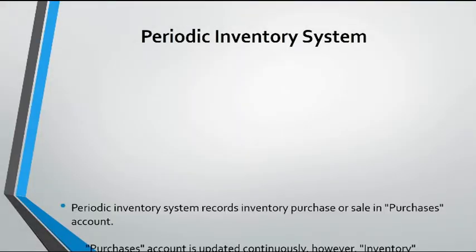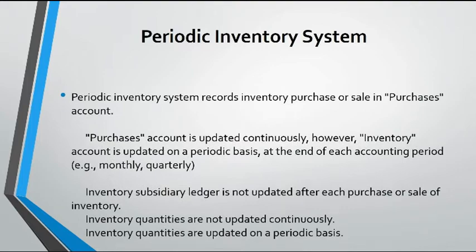While a periodic inventory system records inventory purchase or sale in purchases account. So, instead of using the word inventory, we use the word purchases for purchasing inventories. And also, for the sale of inventory, we also use purchases. Now, purchase account is updated continuously. However, the inventory account is updated on a periodic basis.